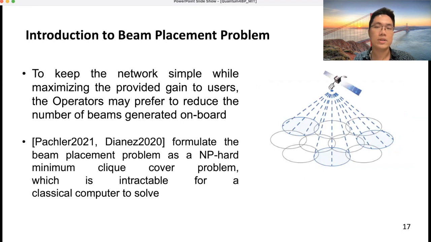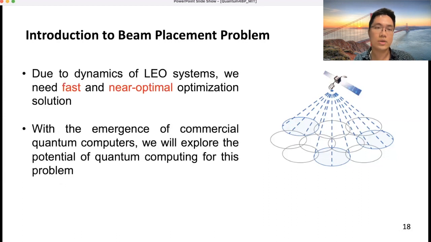So to keep the network simple and maximize the gain provided to users, the operator may prefer to reduce the number of beams generated on board. There are early works that formulate the beam placement problem as a clique cover problem, which is intractable for a classical computer to solve. Due to the dynamics of the LEO system, we need a fast optimization solution. With the emergence of commercial quantum computers, we will explore the potential of quantum computing for this problem.